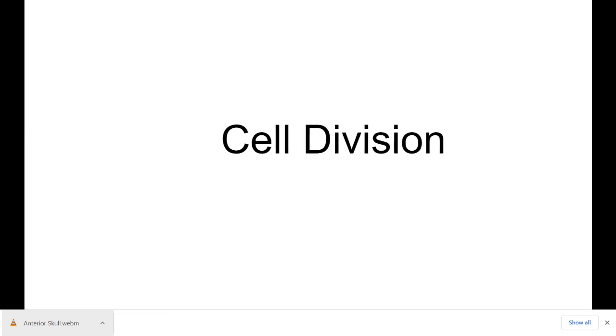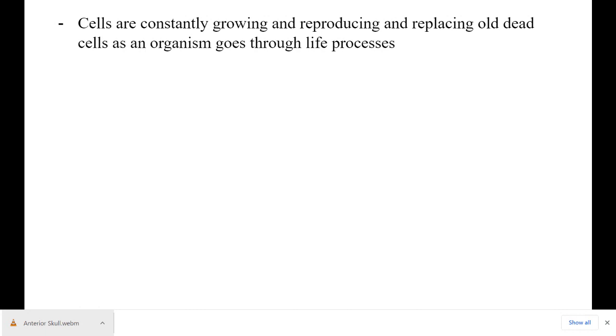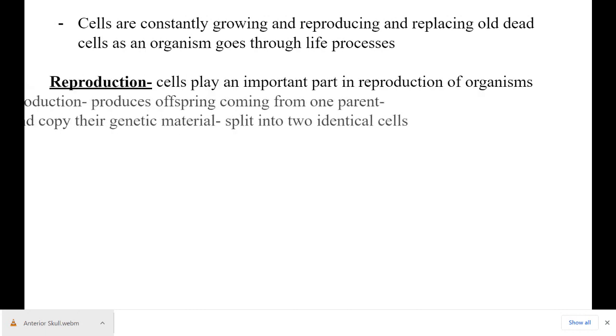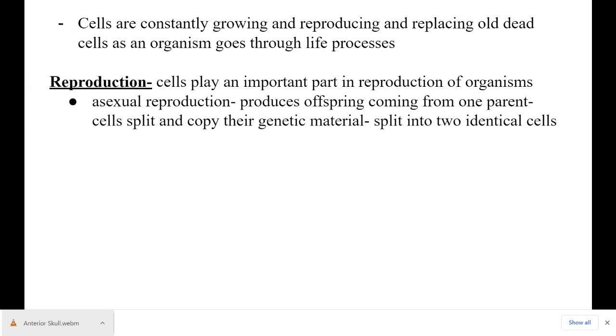So before we get into any of those cell division processes, we have to know about a couple of things real quick. First of all, cells are constantly growing and reproducing and replacing old dead cells as we go through life processes. A great example of that is our skin cells. We constantly lose skin cells off the surface of our skin. As a matter of fact, most of the dust in your house is made of dead skin cells, which is kind of a gross thing. But since we are constantly replacing those, we don't really tell. It's not like our skin is getting thinner every second of the day.